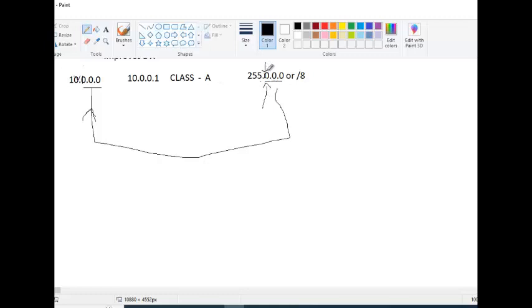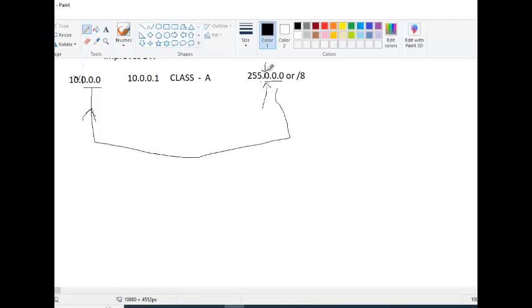In short, what I'm trying to say is, when you do subnetting, the mask will not be the default mask. This is very important. The mask is going to be more than what is default. The default is /8. If I do subnetting using the 10 network, definitely it will be /11 or /16 or /24.